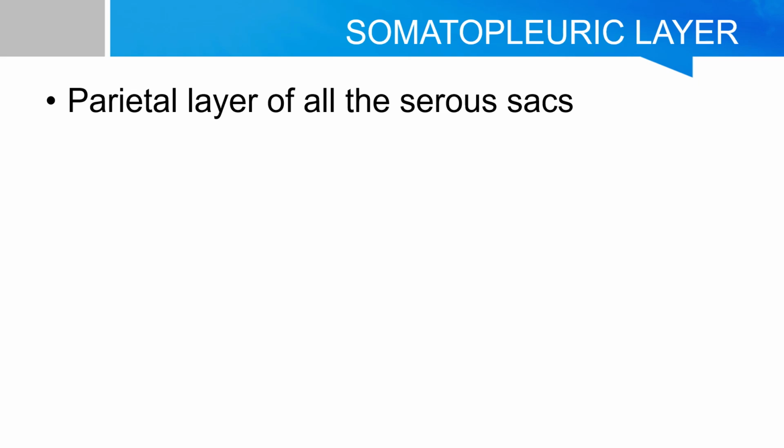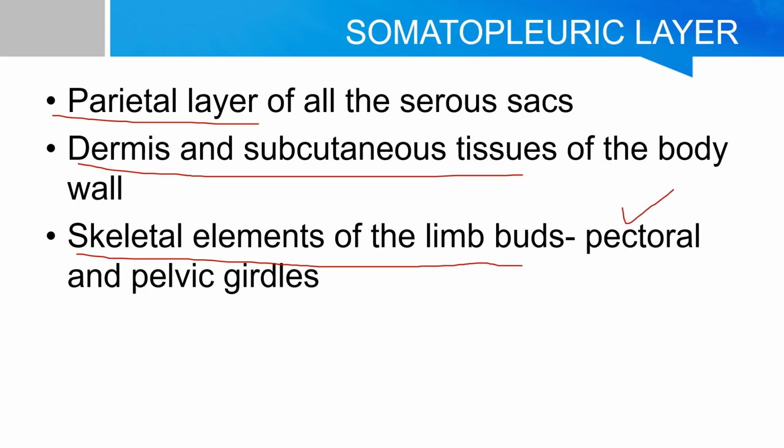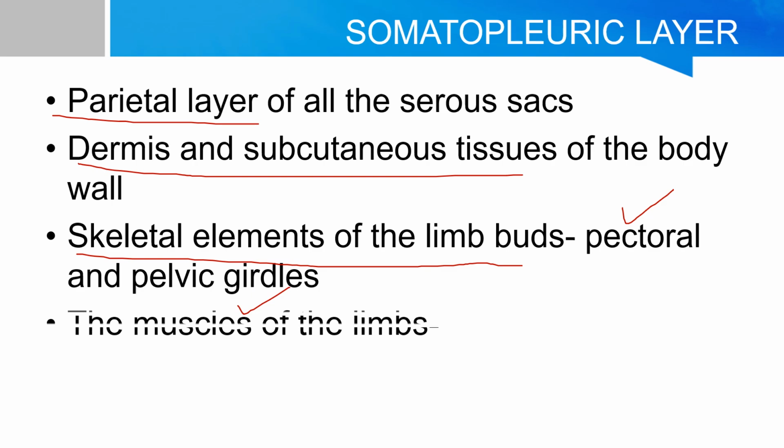So what does the somatopleuric layer give rise to? The somatopleuric layer gives rise to the parietal layer of all the serous sacs, the dermis and subcutaneous tissues of the body wall, and the skeletal elements of the limb buds. Otherwise, you are now dissecting the upper limb and lower limb. All the bones in the limbs are derived from this somatopleuric layer of the lateral plate. But the muscles of the limbs are derived from the myotome.